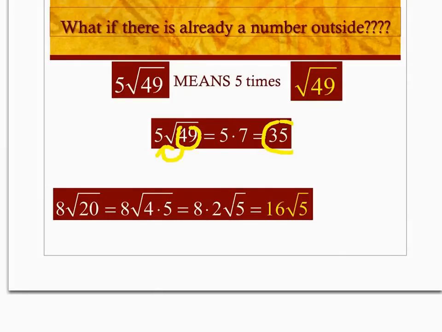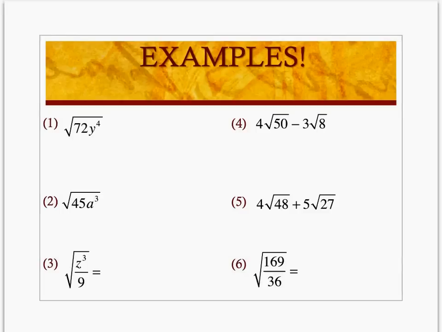So remember, if you're simplifying, like here I have 8 times the square root of 20. Well, square root of 20 can be broken down to 4 times 5. Remember, 4 is a perfect square, so that guy's going to hop out and become a 2. So that becomes 8 times 2. Okay, so I'm left with 16 square root of 5 as my final simplified answer. So just remember that anything that pops out of the radical multiplies the number that's in front of that radical.